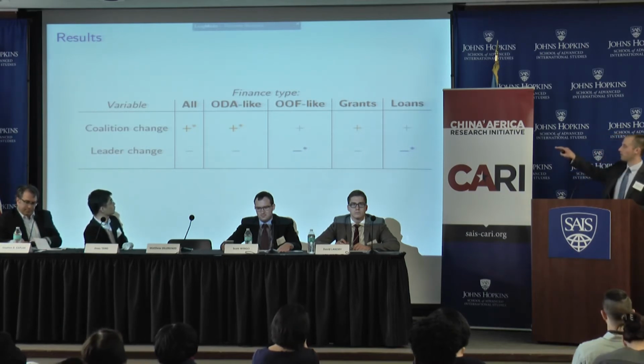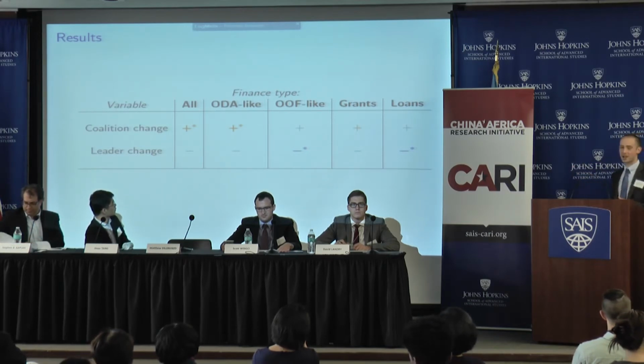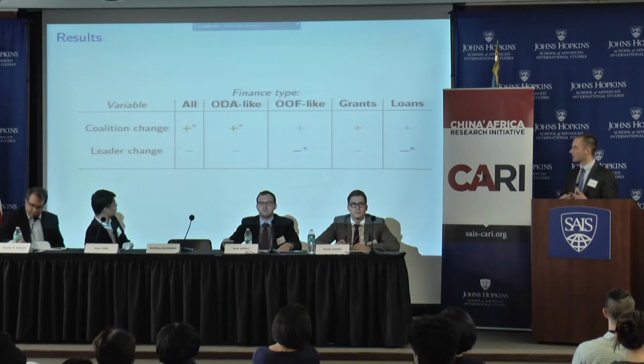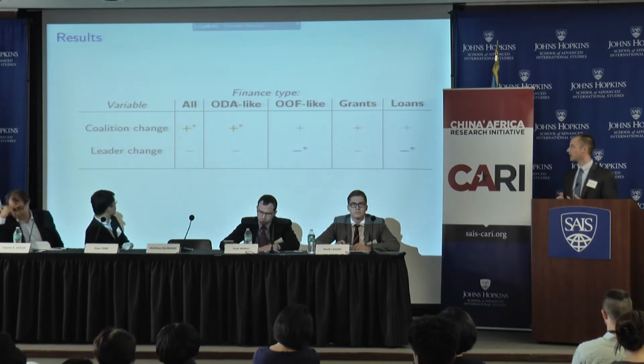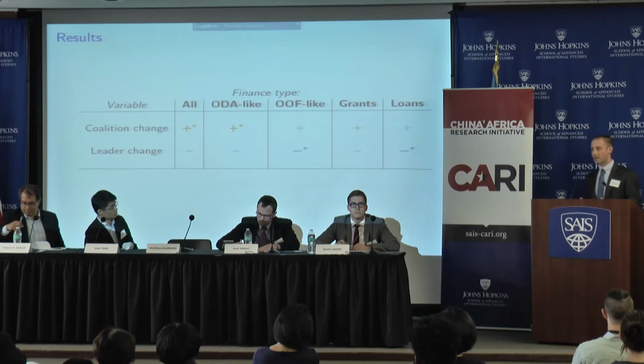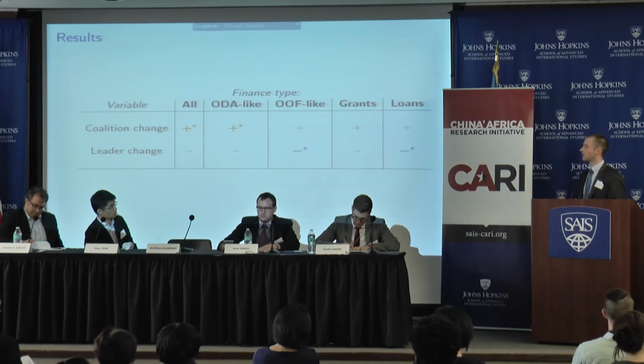So the main variable of interest in our study is coalition change. I've included leader change here too, because it went against our expectations, and we don't really know how to make sense of it. But our baseline findings are that when we consider all finance from China over this period and look at the effect of a coalition change in a recipient country, we find a positive and statistically significant relationship between turnover and finance from China. So on average, countries that experience turnover tend to get more finance from China the subsequent year.